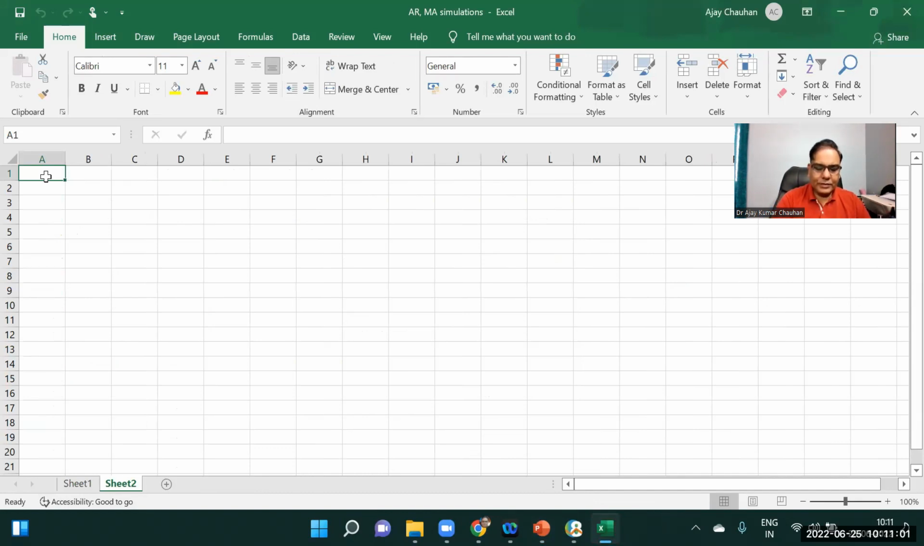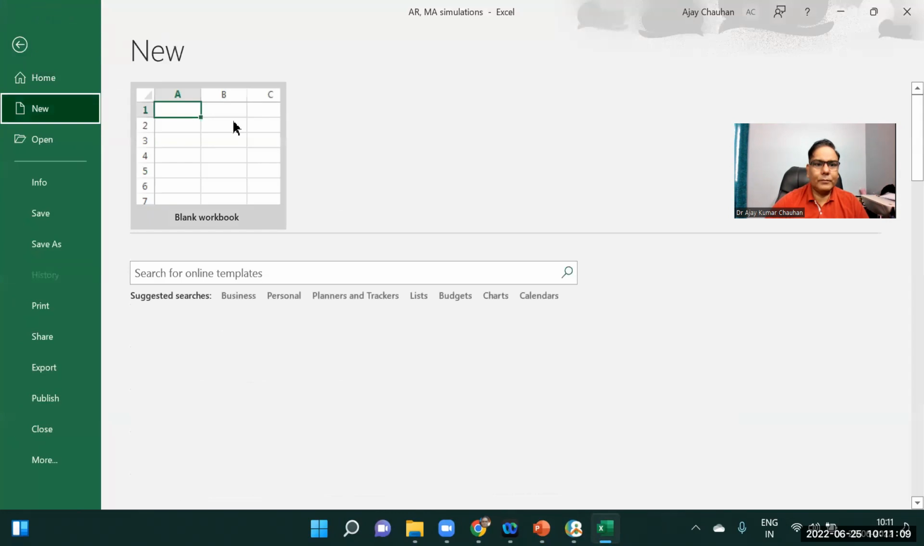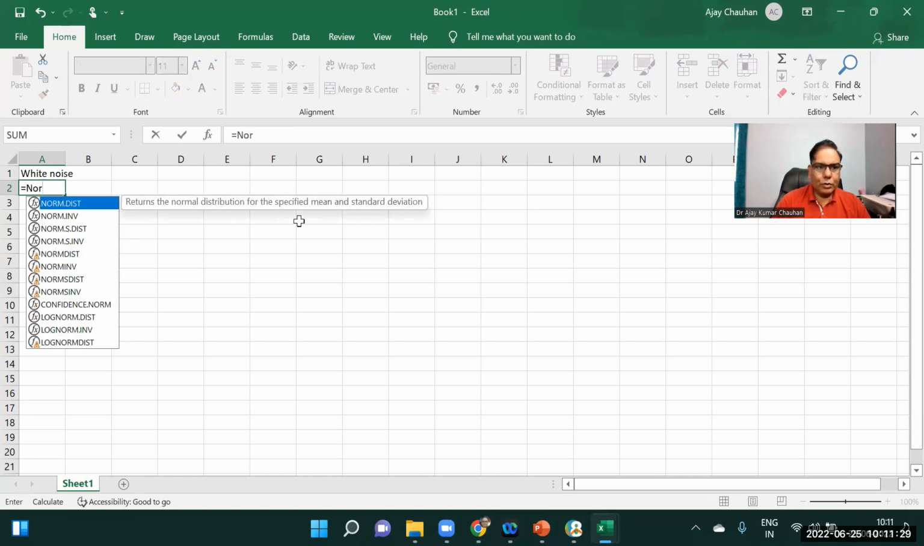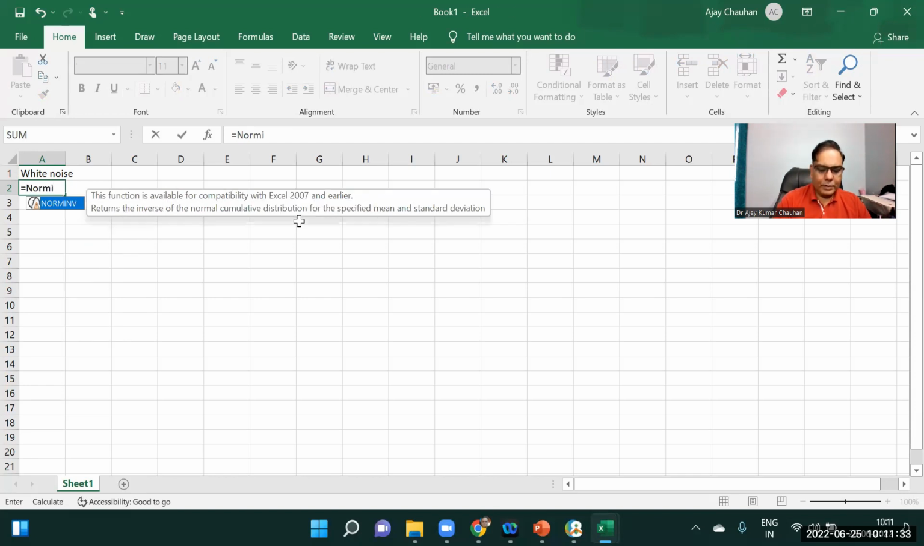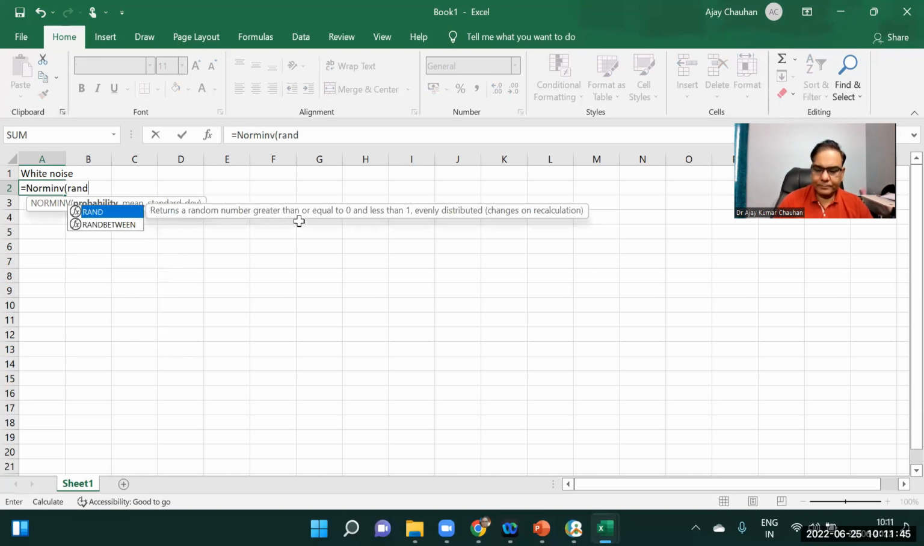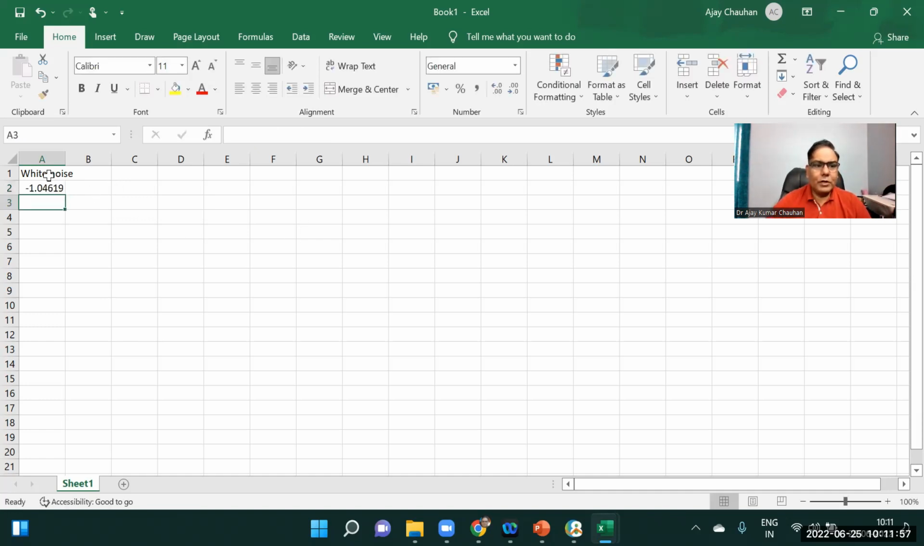Let me open a new file, because this concept will be helpful in many other models. That is why I am incorporating this white noise. So how do we develop the white noise? I am applying the NORM.INV function, which will give me the x values with the random function, mean 0 and constant variance 1. The standard deviation is 1. After this, you will get the z-scores, which come in between plus 3 and minus 3.